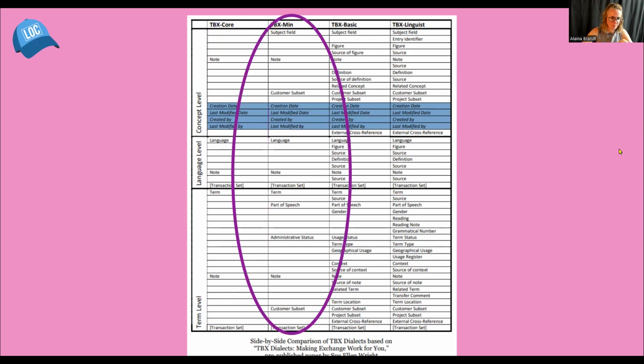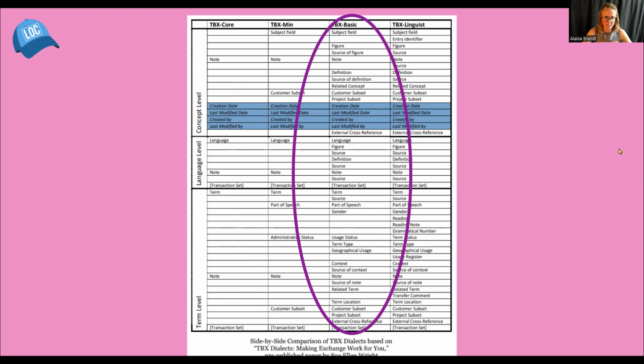Next, there's the TBX min dialect, to which essential information such as the subject field, a customer subset, and administrative status are added. Within terminology standards, the collection of the subject field is considered a best practice, and we want to collect that again at the concept level. The administrative status might include whether a term is preferred, admitted, not recommended, deprecated, things of that nature.